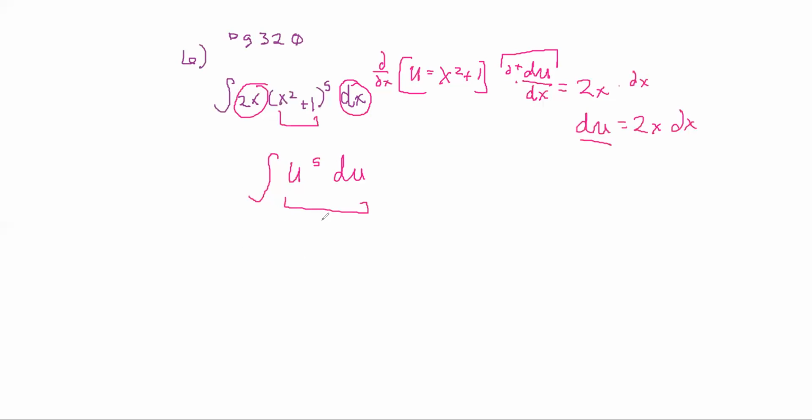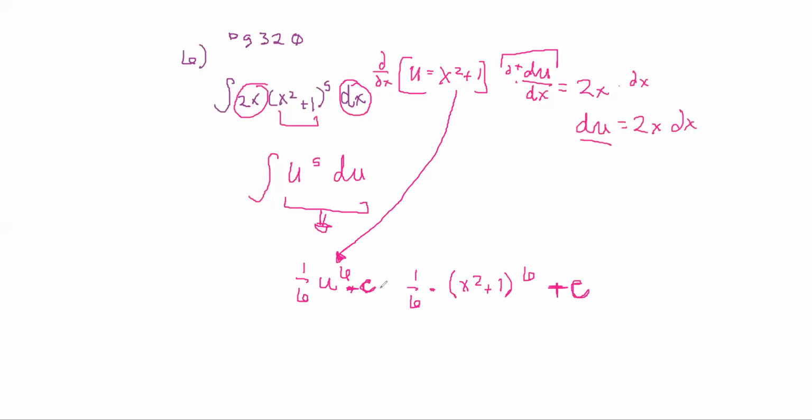So we're going to find the antiderivative, which is going to be 1 over 6 u to the 6. And then we're going to substitute u back in. So u comes back, so it's 1 over 6 times (x squared plus 1) to the 6, plus c, because there's also a plus c here. So that's the answer. Once you get it down into this form, it gets easy to solve.